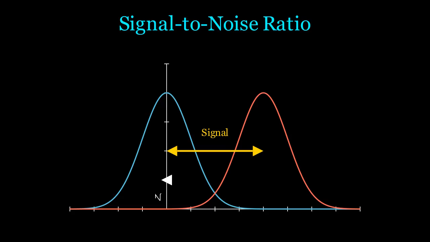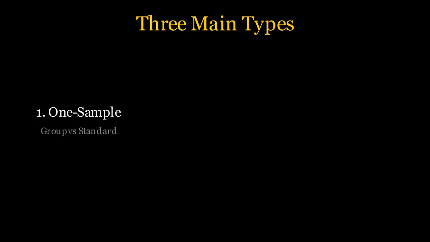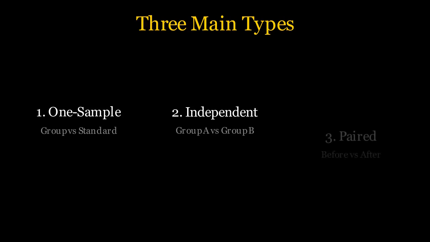There isn't just one T-test. There are three main types depending on your data. First, the one-sample T-test, used when comparing a group against a known standard, like checking if a cereal box actually contains 500 grams. Second, the independent samples T-test, used to compare two separate groups, like men versus women. And third, the paired samples T-test, used when you measure the same group twice, such as before and after a training program.